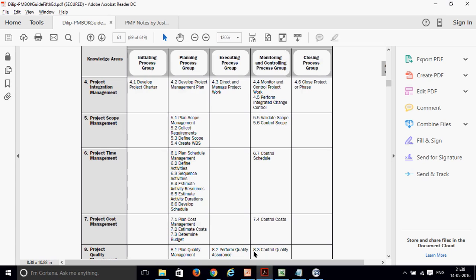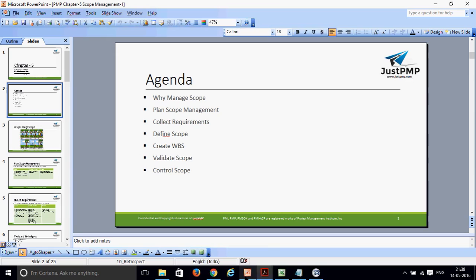Validate scope and control scope are part of the monitoring and controlling process group. So just remember it: the planning process group and the monitoring and controlling process group. Scope management has processes in only two process groups, one in planning and another in monitoring and controlling. But integration management has a process in all the process groups. That is one of the things you need to remember. So let's come to the slide.